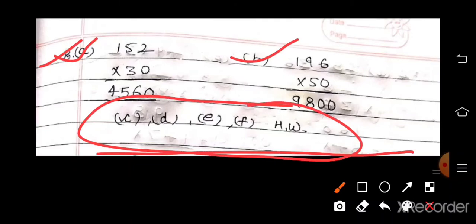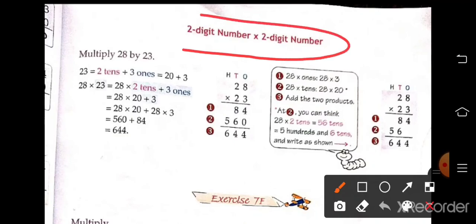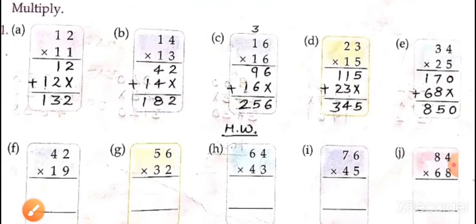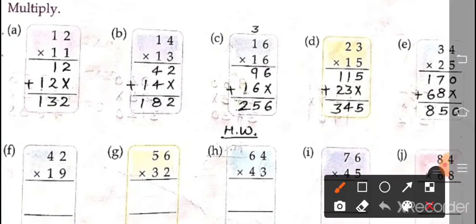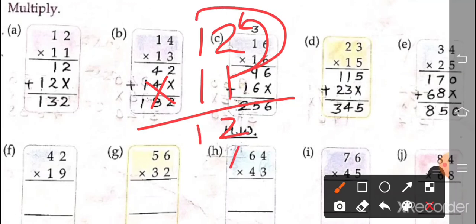Now the next is 2-digit number multiply by 2-digit number. Now look carefully, 2-digit numbers multiplication. First multiply 1 multiply 2, 2. Then again 1 multiply 1, 1. Then put a cross at the last place, means ones place.